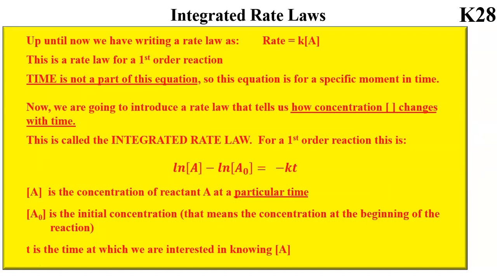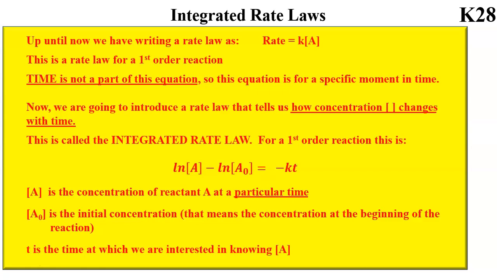Up until now, we've been writing the rate law as rate equals k times the concentration of A. It could also include the concentration of other things, B, C, whatever. This is the rate law of a first order reaction. You notice that time is not a part of this equation, so this equation is for a specific moment in time.